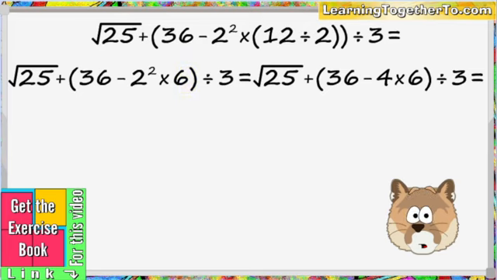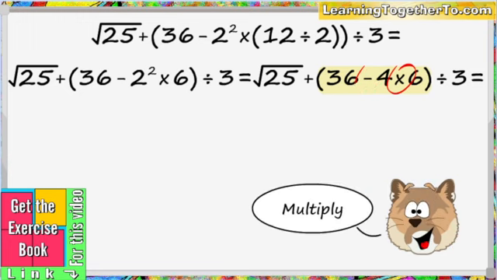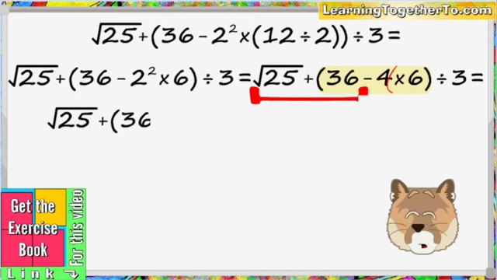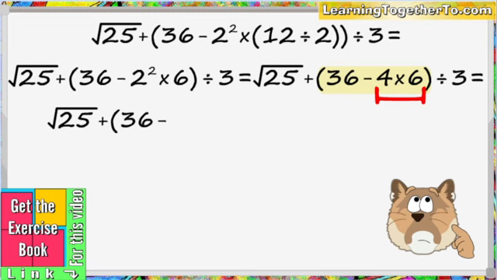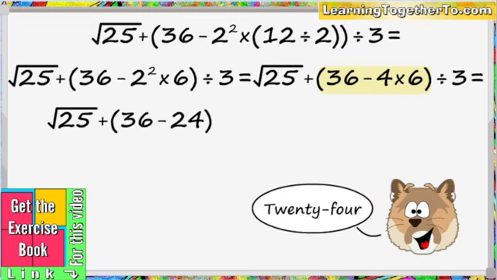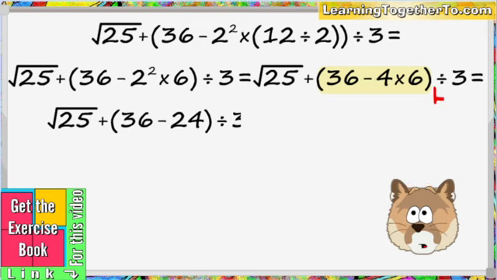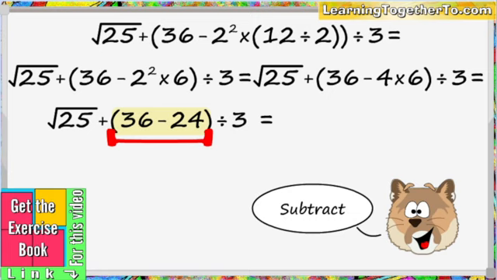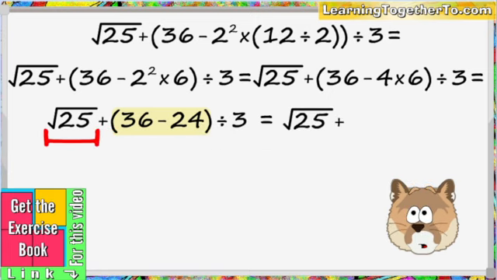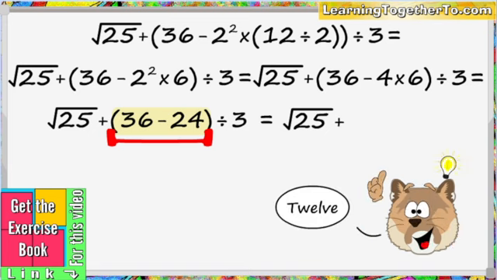Peter, now we can either subtract or multiply. Which should we do first? Multiply. Very good, Peter. Let's write everything as it is until we reach the multiplication. Peter, 4 times 6 is equal to 24. Very good, Peter. Let's complete the statement. Peter, now we can subtract. First, let's write everything as it is before subtracting. 36 minus 24 is equal to 12. Well done, Peter. Let's complete the statement.